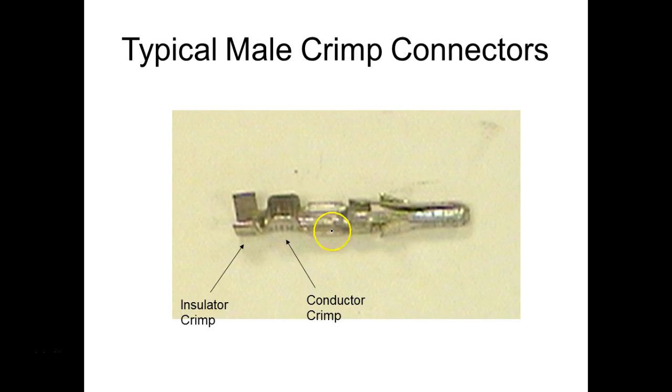So here we have a special crimp tool. And this is the insulator crimp. So when you put your wire in there, you're going to make sure that your insulator extends past this clip right here. Then we're going to come over here, and this is going to be your conductor crimp. And we don't want that to extend into this down here. We don't want it to get into the actual barrel of the conductor itself.